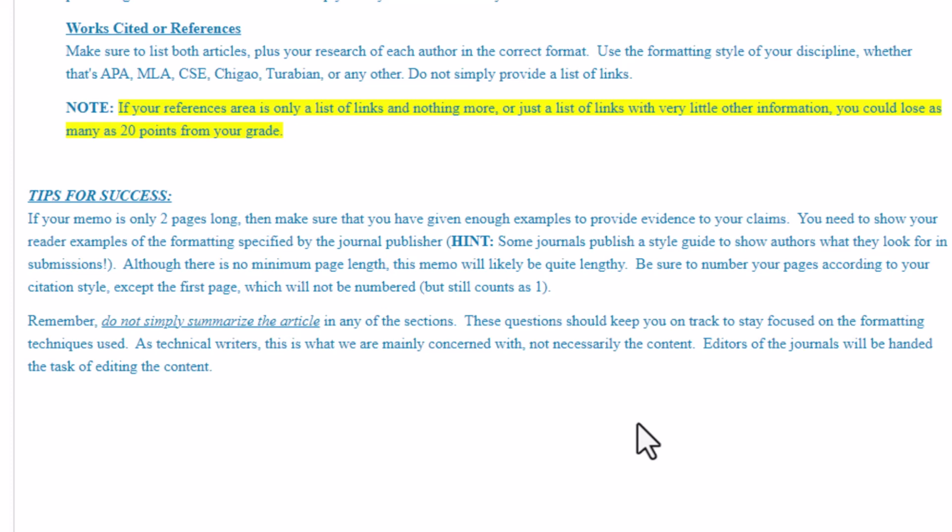Finally, do not just summarize the articles. This is not about the content of the articles. Once again, while I'm asking you to give me 1 or 2 sentences about what's in there, it is not about a deep dive. It is not about analysis of the article. It's about analysis of the presentation of the words on the page. So make sure that you are keeping to the formatting and not keeping to the content.